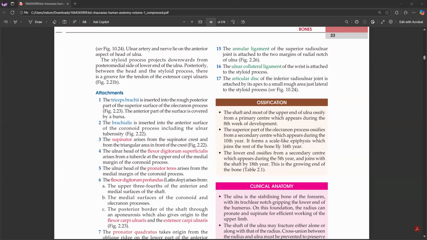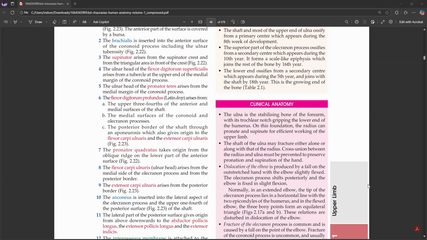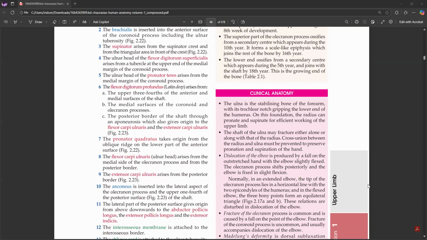The superior part of the olecranon process ossifies from a secondary center which appears during the 10th year. It forms a scale-like epiphysis which joins the rest of the bone by the 16th year. The lower end ossifies from a secondary center which appears during the 5th year and joins with the shaft by the 18th year. This is the growing end of the bone.